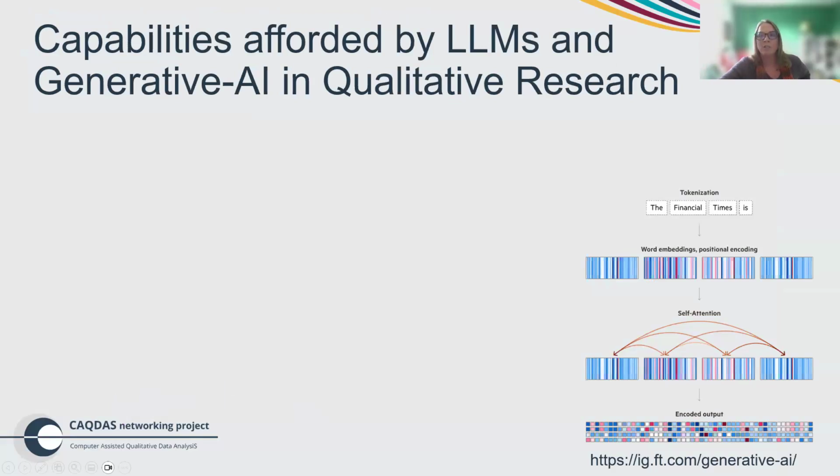It's coming from the FT, the Financial Times, and it's a very visual and very helpful description of how large language models actually work. And it's really important to remember, of course, that large language models are language models. They're not knowledge models, they are language models. And what they basically do is they break down text into what's called tokens, which are parts of words.